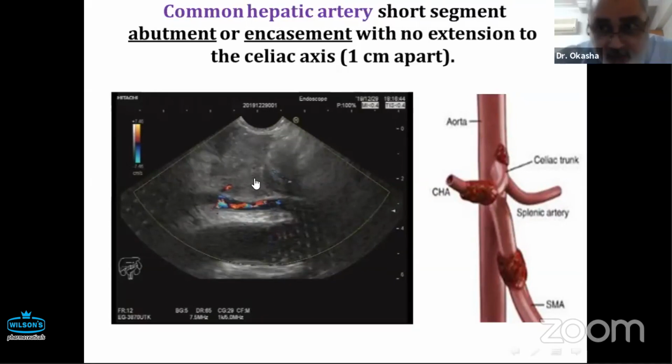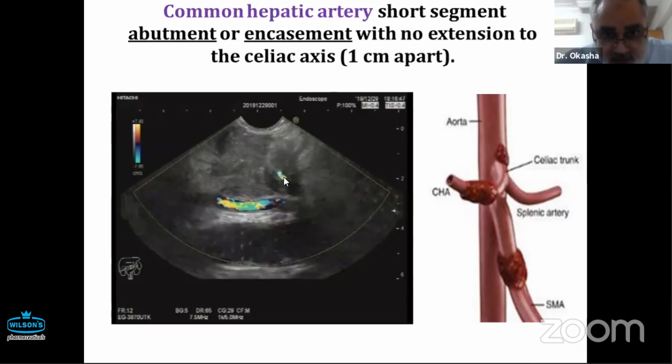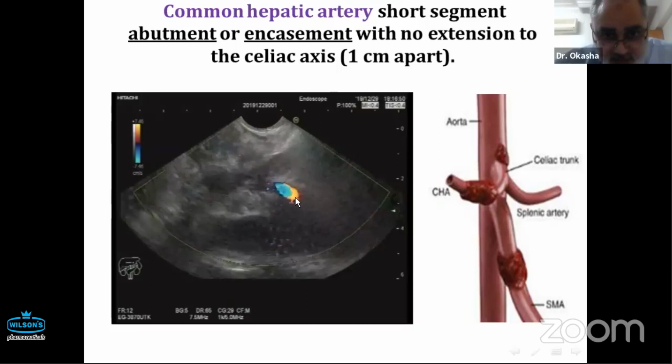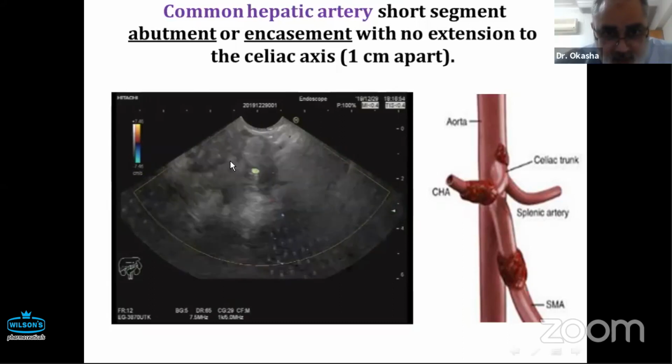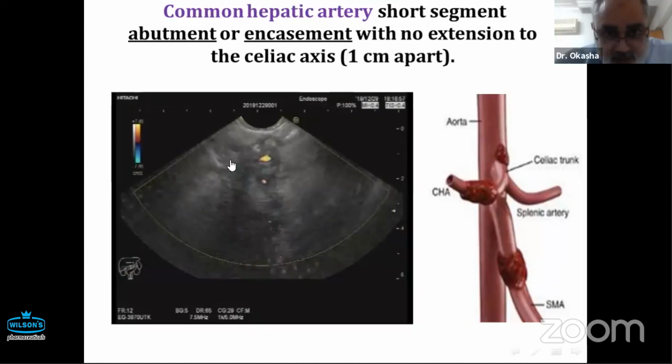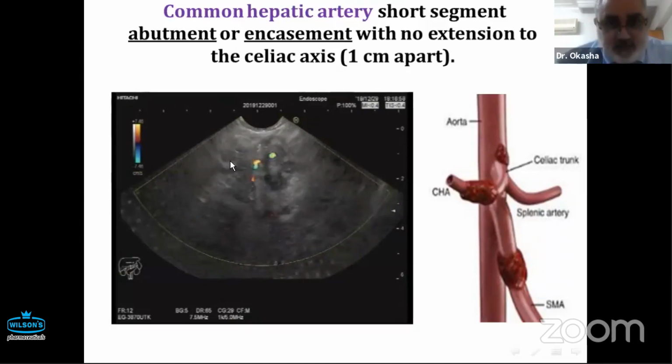When I want to demonstrate the common hepatic artery, I can do anti-clockwise rotation to demonstrate the common hepatic artery as it arises from the celiac axis. Yes, this is the celiac axis coming from the aorta. When I do anti-clockwise, yes, exactly, then it is the common hepatic artery.